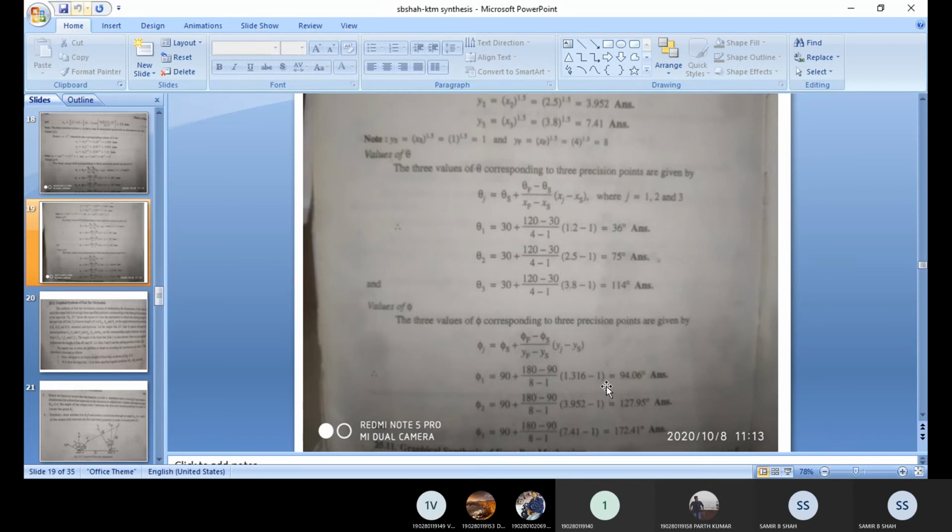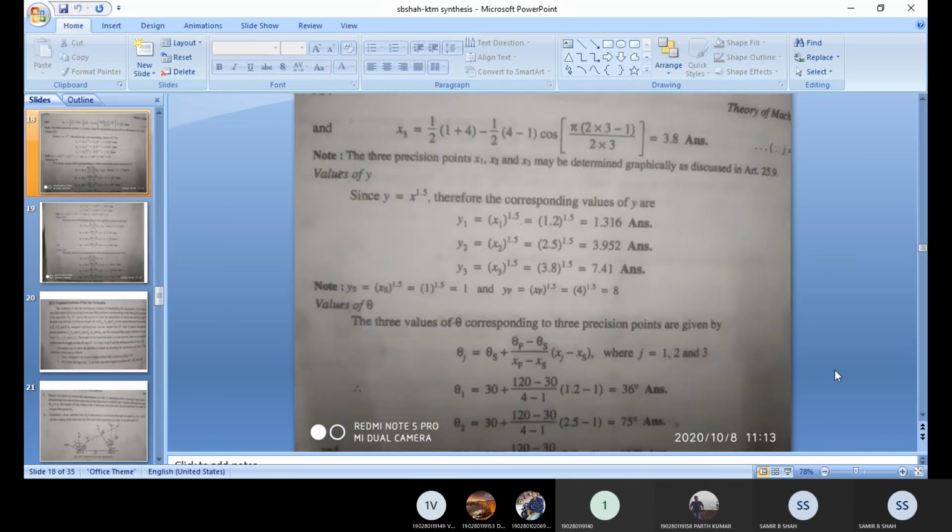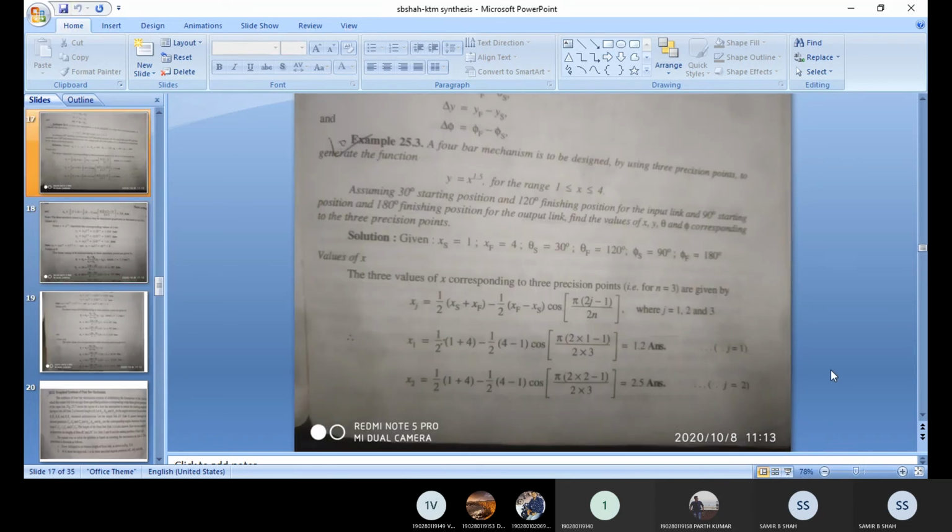This kind of example is most probably asked in your exam. You just have to calculate with the help of a calculator and find the answer. Try to finish solving your example within 7 or 8 minutes, and then it may be very easy for you to complete the whole paper in time.